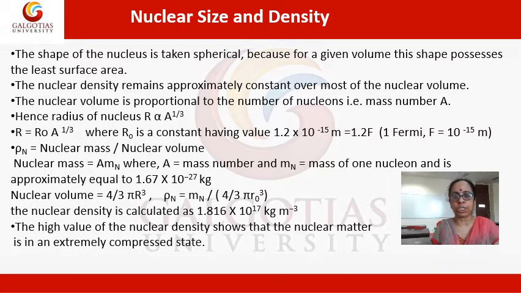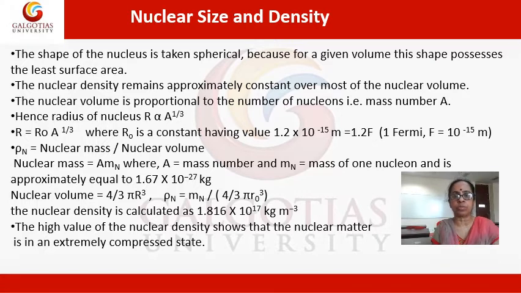So the proportionality constant, if we consider it as R0, so R is equal to R0 A to the power 1/3, where R0 is equal to 1.2 into 10 to the power minus 15 meter, or equal to 1.2 F. F is Fermi, 1 Fermi equal to 10 to the power minus 15 meter. Now let us go for nuclear density.